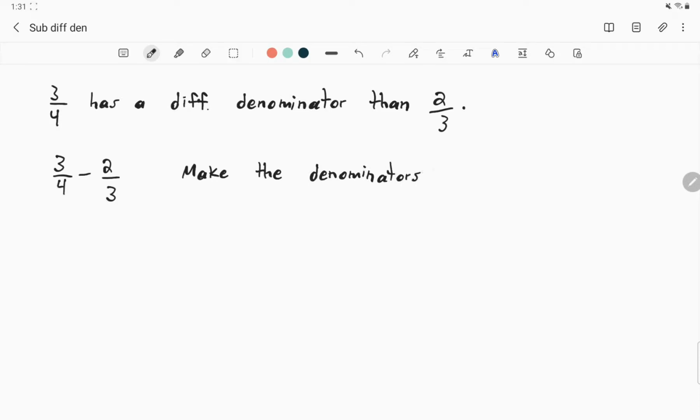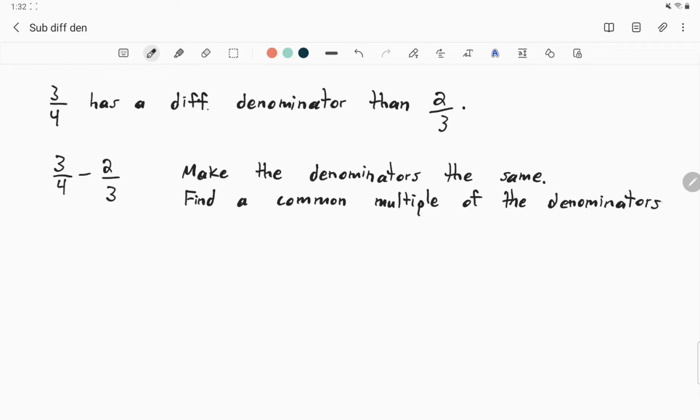That is it. That is our goal. After this is done, it's quite simple. You're just subtracting fractions with the same denominator. So make the denominators the same, which means find a common multiple of the denominators. Now, some people will tell you find the least common multiple. That's not really necessary, just a common multiple. So a number that each of these numbers multiplies to so that it's the same. You'll see what I mean in just a moment.